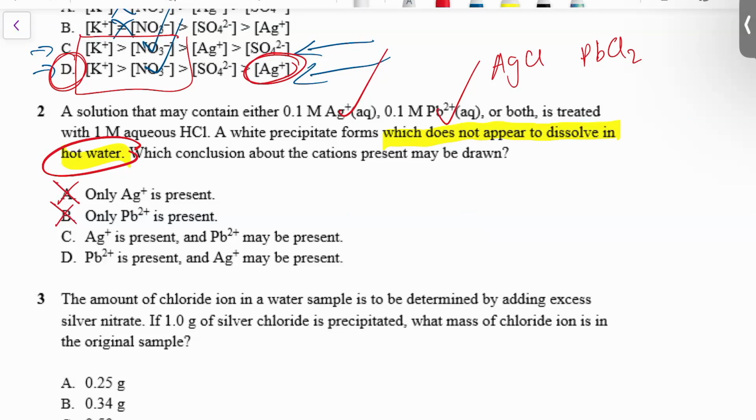Do I want a bigger KSP? Do I want a smaller KSP? I want a smaller KSP. Good. The bigger the KSP, the more soluble it is. They told you here it doesn't like to dissolve, which means it's more insoluble. So I want a smaller KSP. Okay.